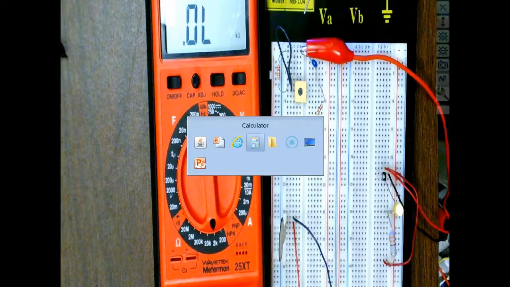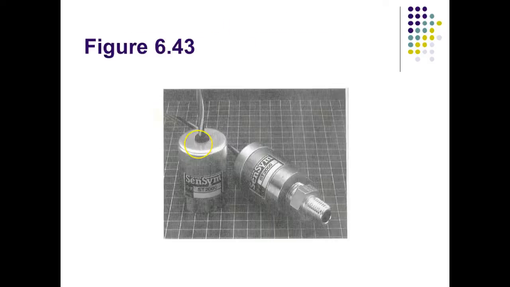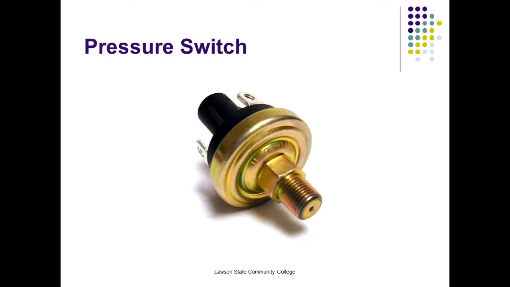Piezoresistive. This is used to measure the pressure of some type of a vacuum, or pressure on one side, vacuum on the other. The piezoresistive element would be in the center, right here. Okay, and this would be measuring the differential pressure between the pressure relative to a vacuum. These are just some piezoresistive pressure sensors you can buy. This is another piezoresistive pressure sensor.